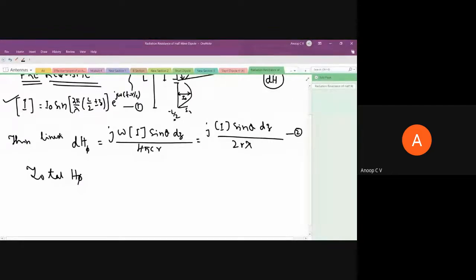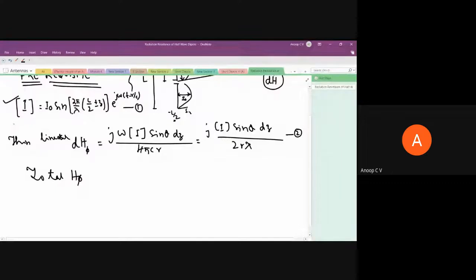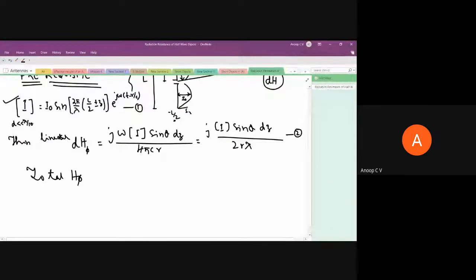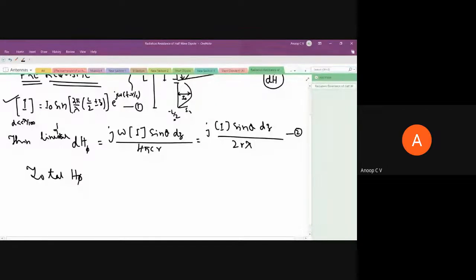What do you mean by thin? Thickness should be much less than lambda by 100. What do you mean by linear? It should be a straight line. We are not considering any other shape. If you keep it in the form of a circular loop, that will become a loop antenna. It is not a thin linear antenna. If you keep it as a rectangular loop, that again is a loop antenna. So that's why it's linear. It's kept along a straight line, right?